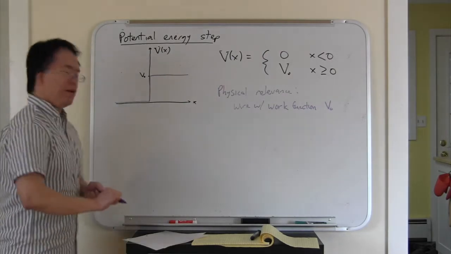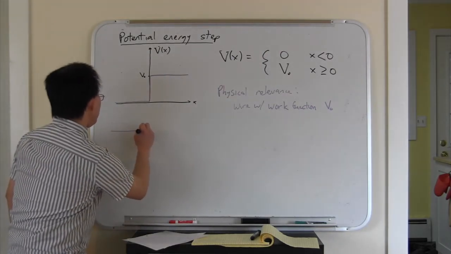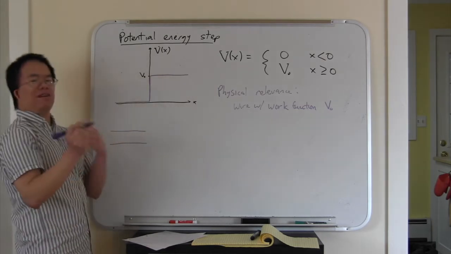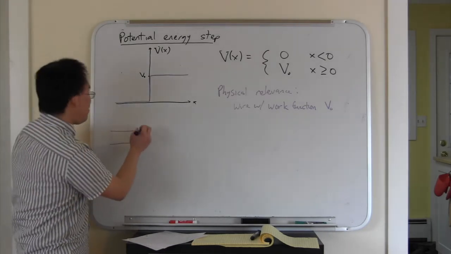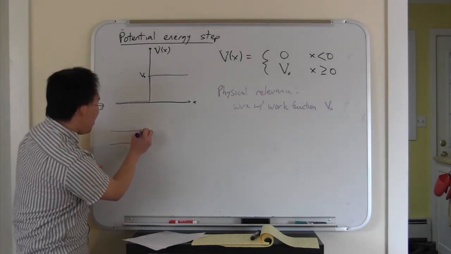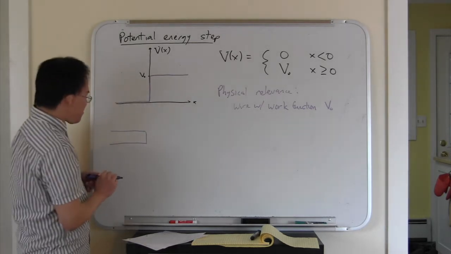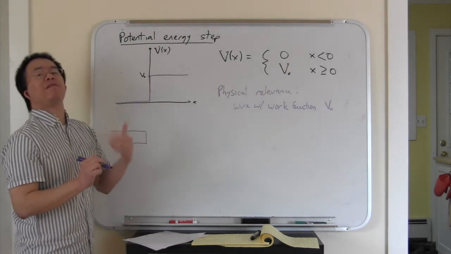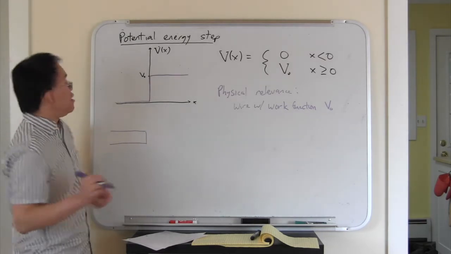So let me try to draw a picture. Imagine we had a one-dimensional wire that was very long, and you had electrons that were basically free to move within the wire. But then the wire ends at x equals 0. To escape from the wire, the electrons need a little bit of extra energy. That's exactly what the work function is.